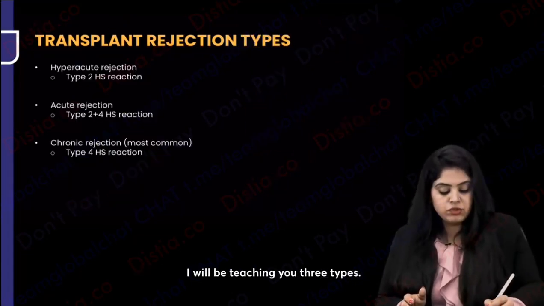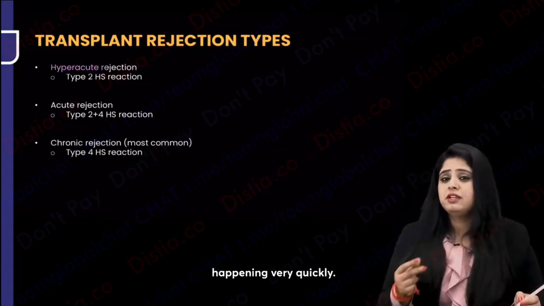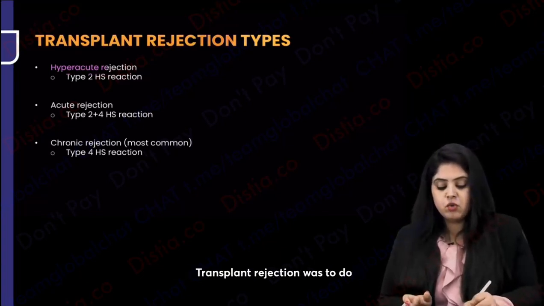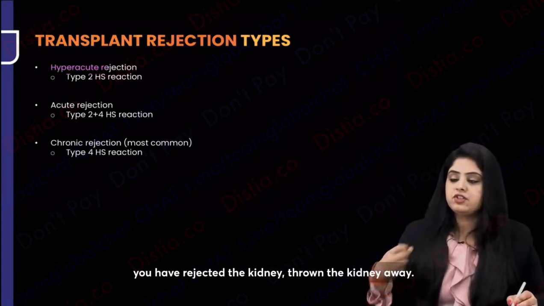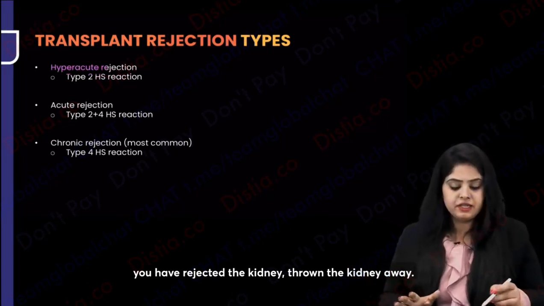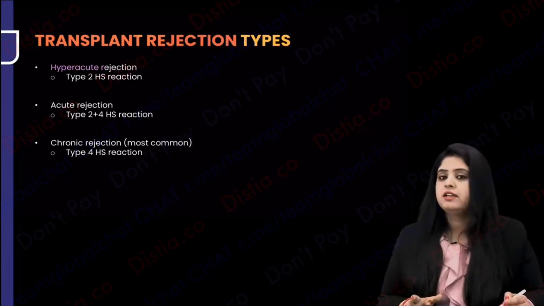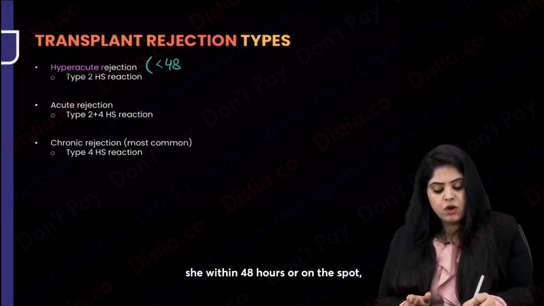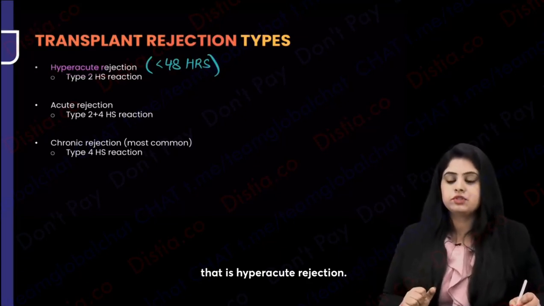I will be teaching you three types. There's something called hyperacute rejection, happening very, very quickly. So just imagine, what was transplant rejection? Transplant rejection was to do with the girl rejecting the proposal. You have rejected the kidney, thrown the kidney away. So how much time will you do it in? If you do it very, very quickly, if the girl rejects it within 48 hours, or on the spot she says, I am rejecting your proposal, that is hyperacute rejection.